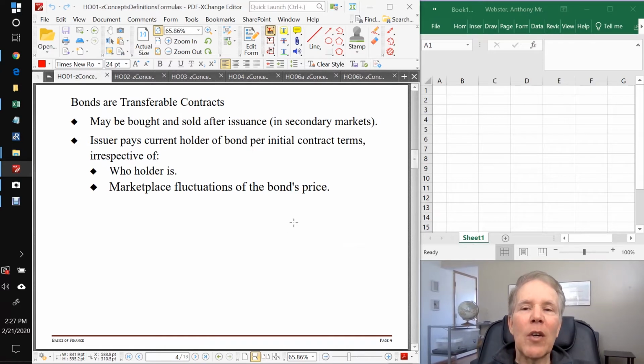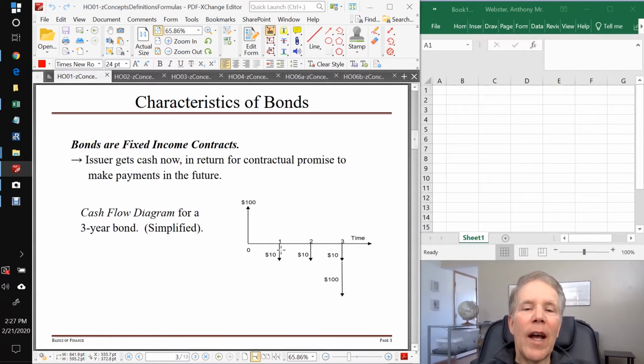As we know, bonds are transferable contracts, so the lender has to provide these cash flows to whoever is holding the bond, and it doesn't matter what the bond might be trading for, what price it might be trading at in the marketplace. The issuer of the bond just has to follow the contract no matter what.